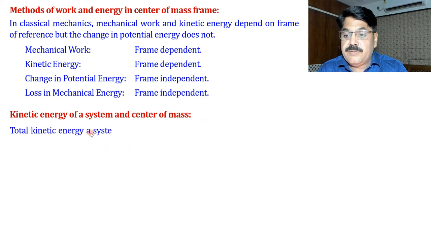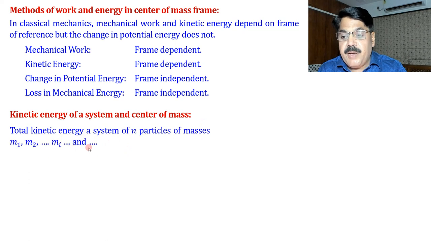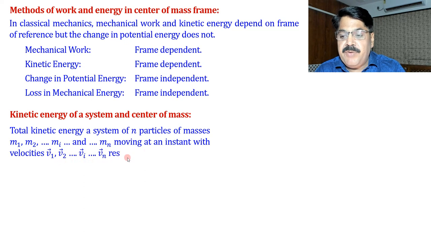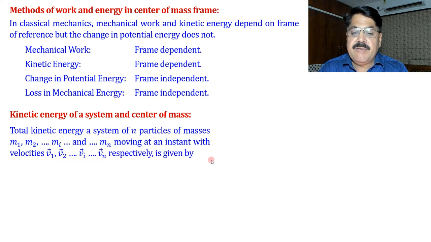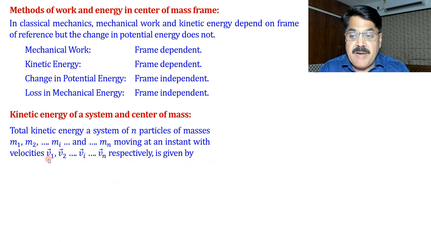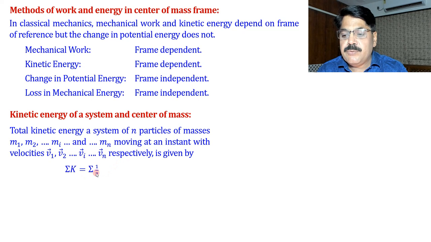Total kinetic energy of a system of n particles of masses m1, m2, mi, and mn, moving at an instant with the velocities v1 vector, v2 vector, vi vector, and vn vector respectively, is given by. Here, we are writing the kinetic energy of the system of these particles in that frame in which their velocities are measured to be v1, v2, vi, and vn respectively. This is not necessarily the center of mass frame. So what will be the total kinetic energy? Summation K is equal to summation half mi vi square.